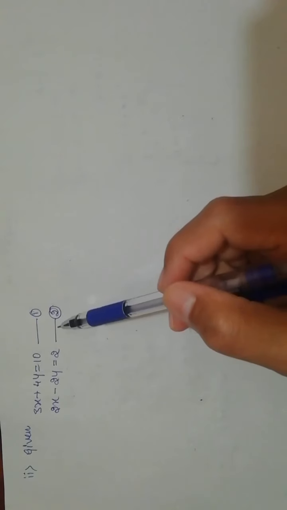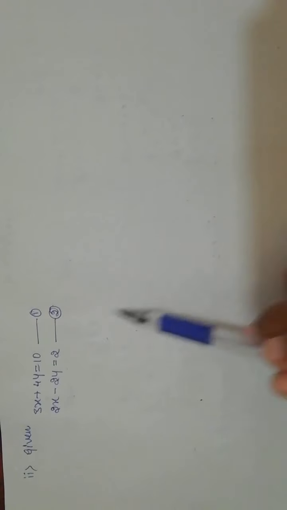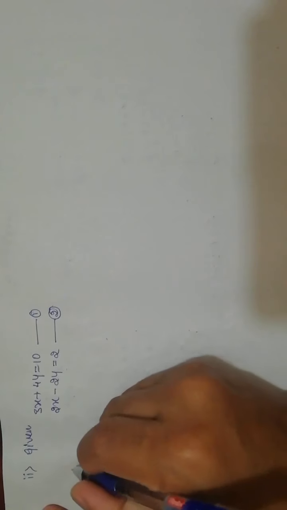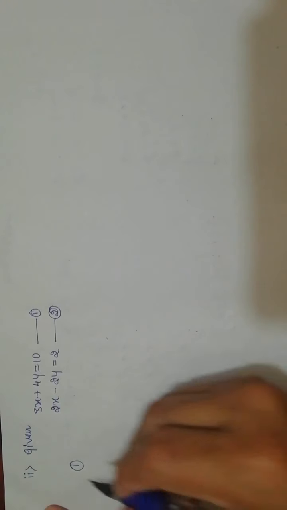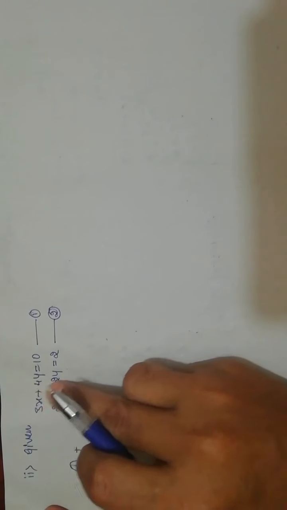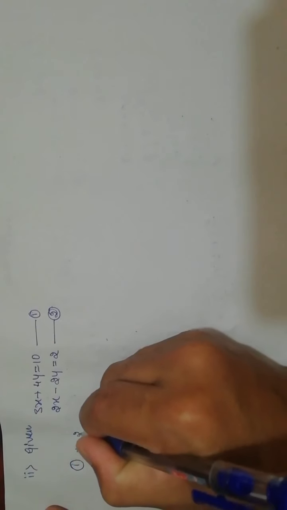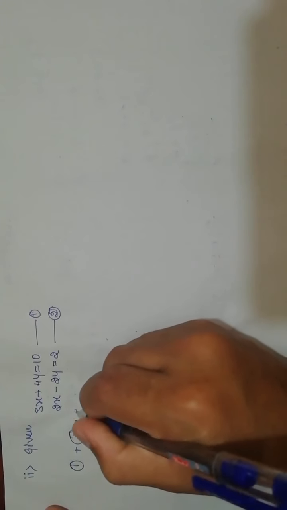It's a better way, because to eliminate y, if you multiply equation number 2 by 2, it will be enough. No need to multiply equation 1 by any number. So that's why I'm going to eliminate y. So now I'm going to do like this: equation number 1, you need to add, because here it is opposite sign, plus minus, so to cancel these two you need to add. So plus equation number 2, multiplied by 2.